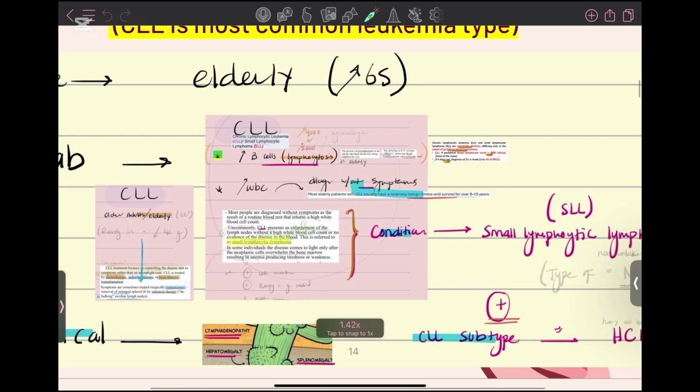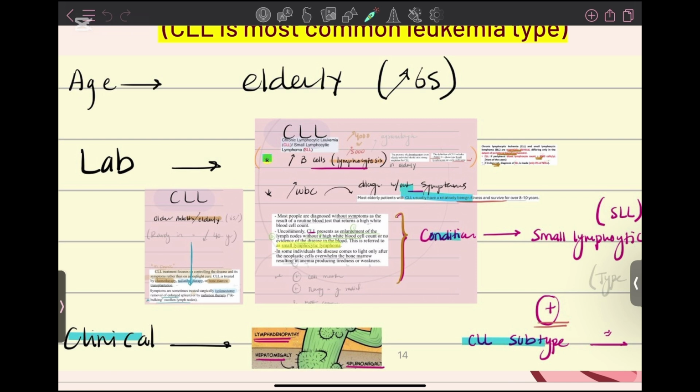Okay. Over here, a very important thing to know is that you're going to see lymphocytosis of B cells, not the leukocytosis that we saw previously in the acute leukemia. No, over here, lymphocytosis of B cells. And of course, an increase of WBC is expected. This is leukemia, but this is your main target, increased B cells.